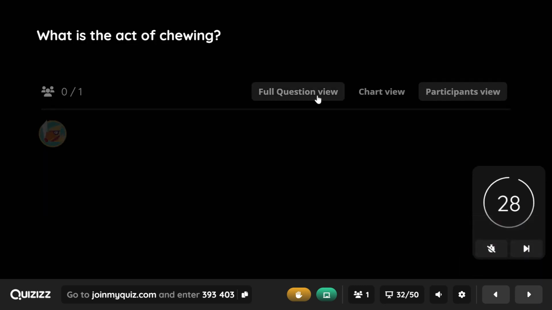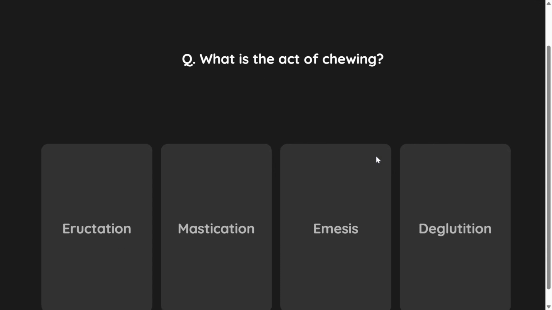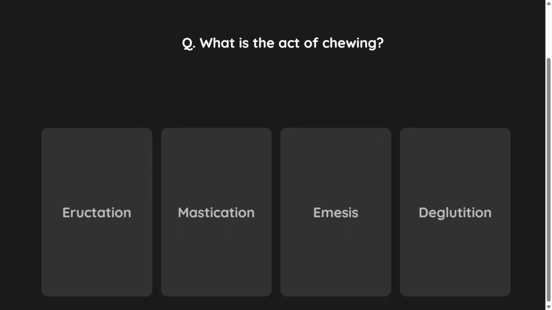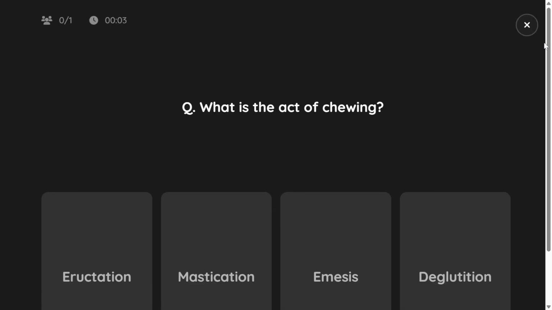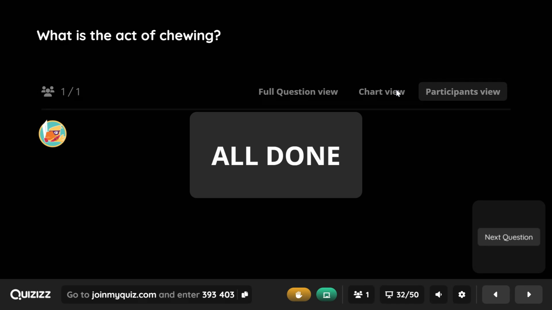What is the act of chewing? Is this eructation, mastication, emesis, or deglutition? What is the act of chewing? Eructation, mastication, emesis, or deglutition? The act of chewing. Now, if you said mastication, you are 100% correct.